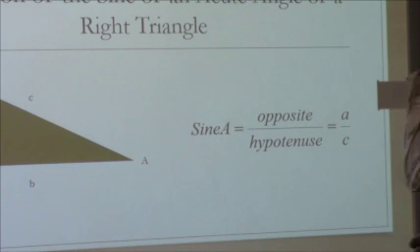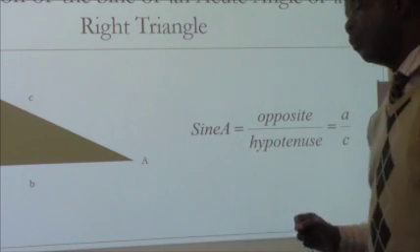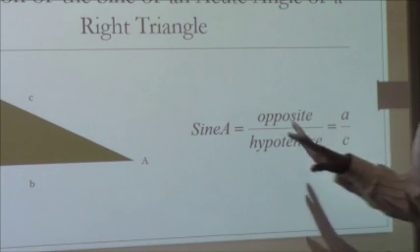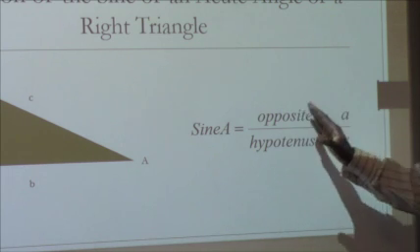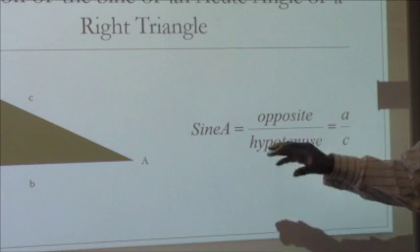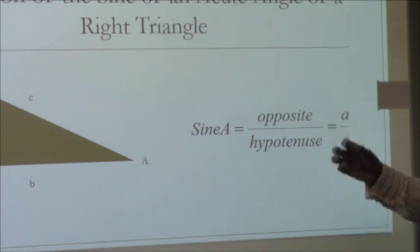So, here's the first rule we need to go over. It says the definition of the sine of an acute angle of a right triangle. Now, we're going to be focusing on angle A. We could do the same thing for angle B. So for angle A, we say by rule, the sine of angle A is equal to the ratio of the side opposite angle A to the hypotenuse.